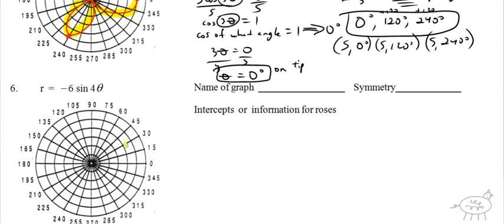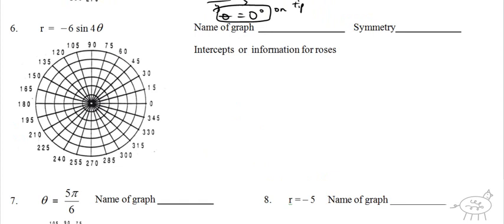All right, so let's do number 6. And again, you guys should recognize this as a rose, because it has r equals -6 sine of 4 theta. All right, so this is a rose. Symmetry, it's sine, so it's y-axis. And well, how many petals does this have? First of all, let's do the length of the petal. The length is 6. Please don't tell me -6. Length is 6.